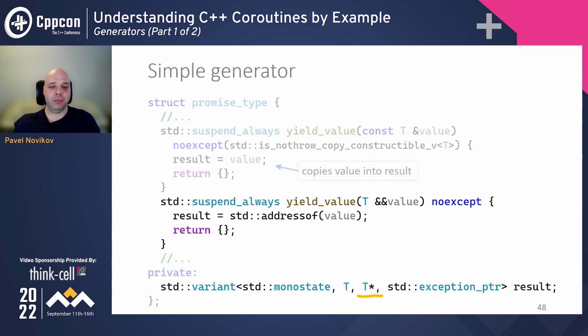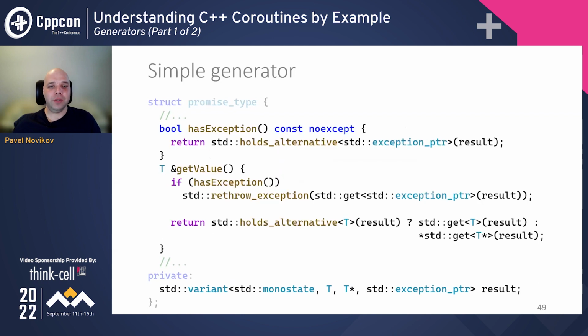And in this case, because the reference stays valid during the suspension of the coroutine, we can just store the address of that variable. And we have to expand our result variant and add a pointer to the resulting value.